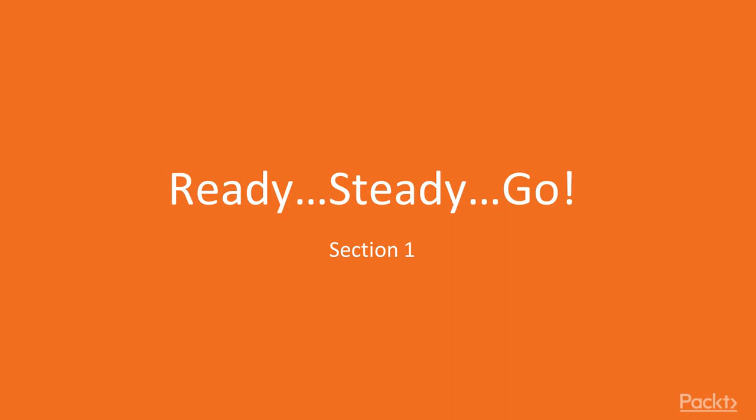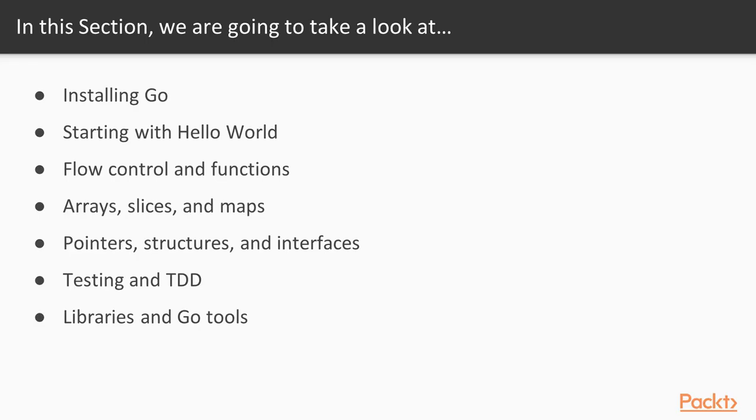Ready, steady, go. In this section, we will first install Go on our machine and then start with a simple program to display Hello World, as we usually do in other languages. Then we will learn about flow controls, functions, arrays, slices, and maps. Then we will move on to explore pointers, structures, and interfaces. We will also dive into testing and TDD in Go. We will end this section with Go libraries and Go get tools.